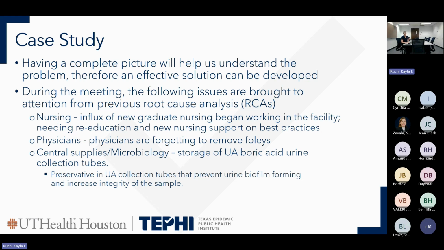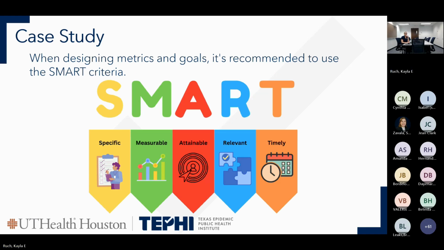And then when you are talking with everyone about the specific different metrics that they are involved in and looking at, in quality improvement you always want to use the SMART criteria, which is: be specific, measurable, obtainable, relevant, and timely.